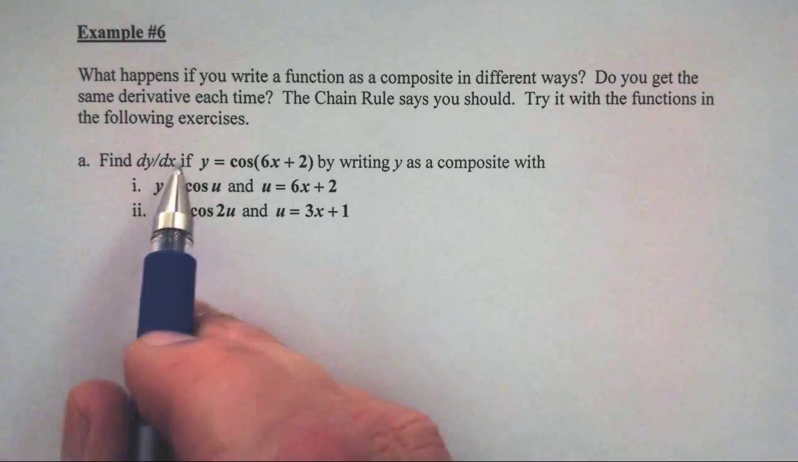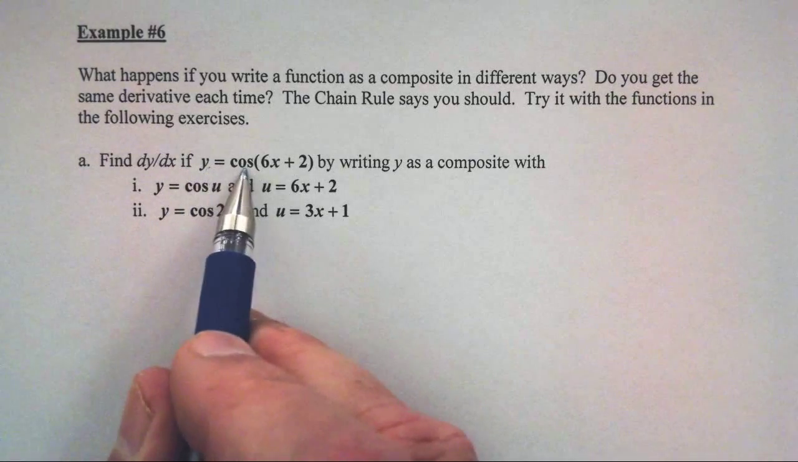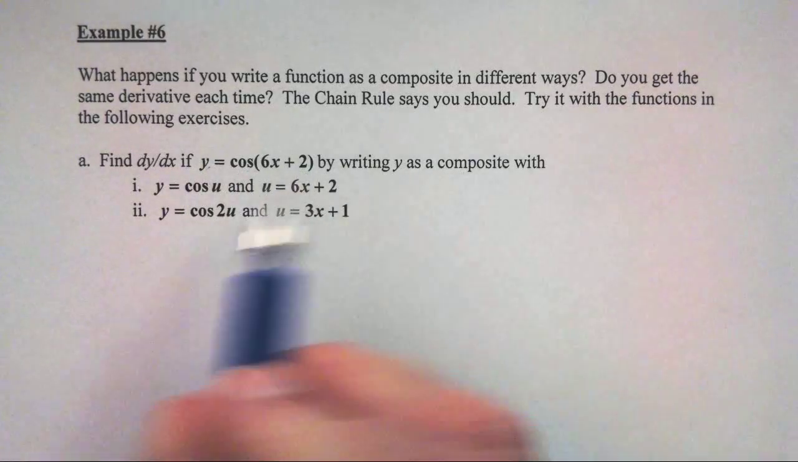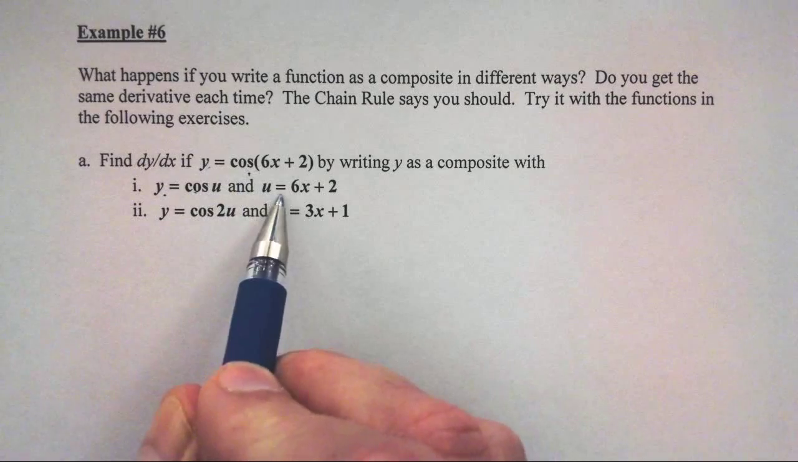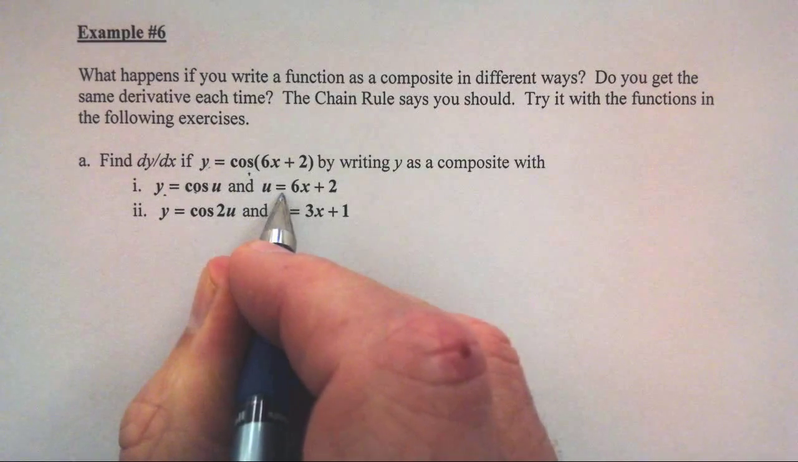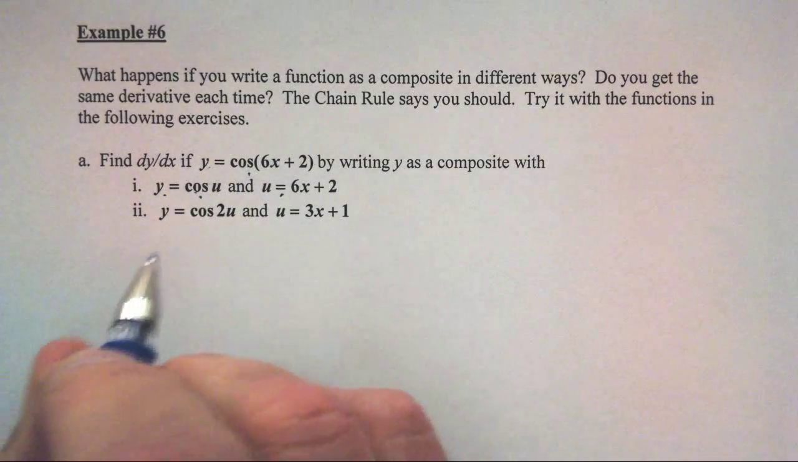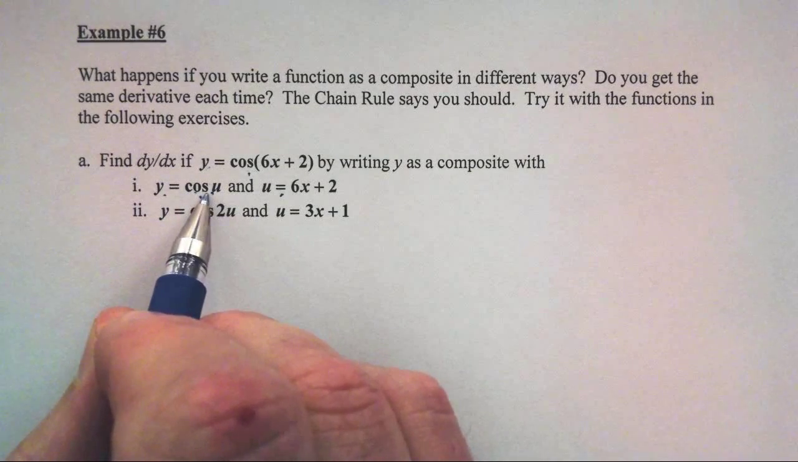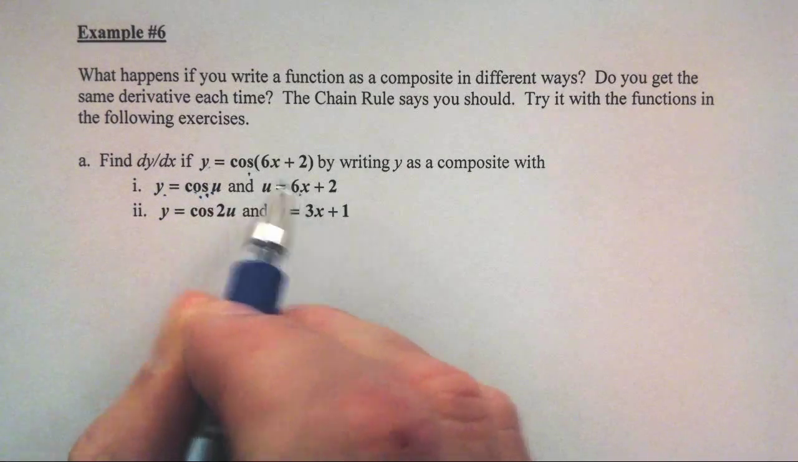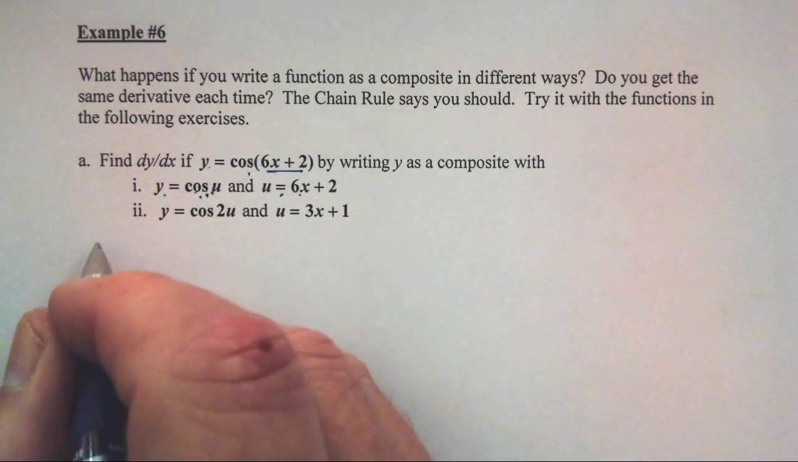Okay. So find dy dx if cosine y is this, by writing y as the composite of, let's say, y is cosine u, u is this. So in other words, y is our outside function cosine, and our inside function is the whole thing. That's the way we would typically do it.